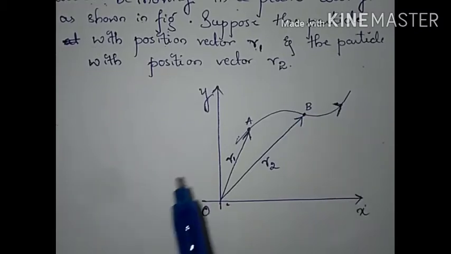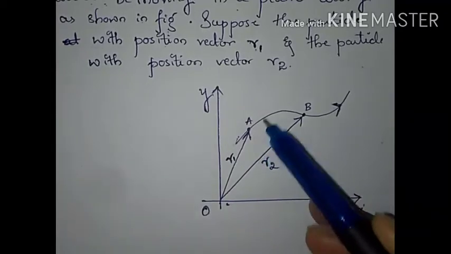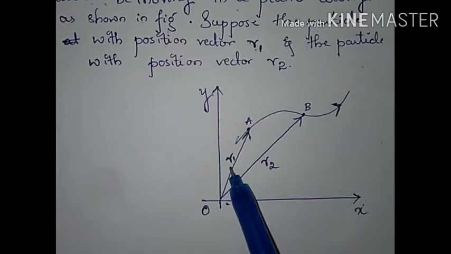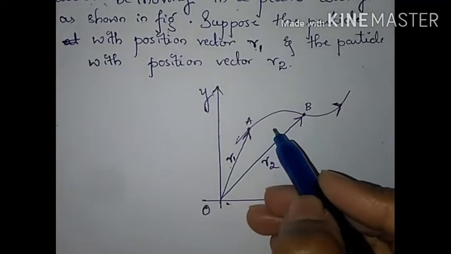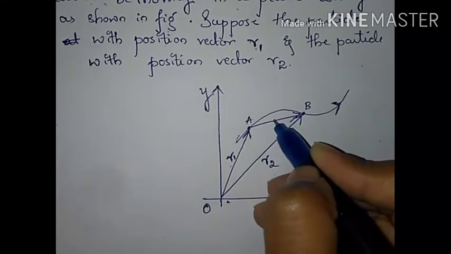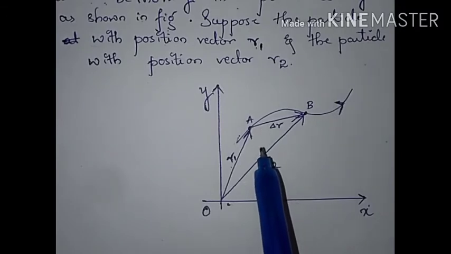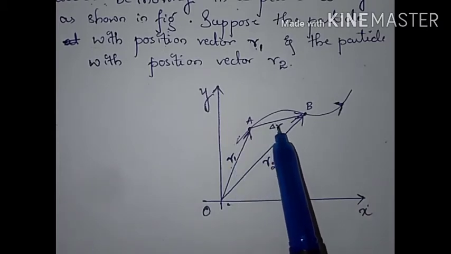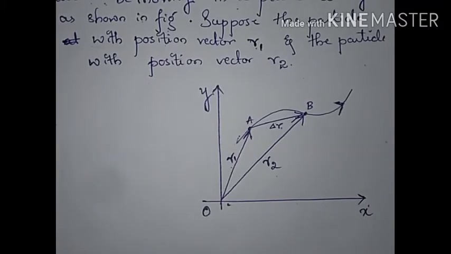Now in this path we are selecting 2 points. So you can select any 2 points. Now for these 2 points we are drawing the position vector r1 and r2. Now delta r can be drawn as, so from this point to this point gives delta r. So this is the position vector r2 and this is the position vector r1. And delta r gives the displacement of the particle which is moving in a plane.